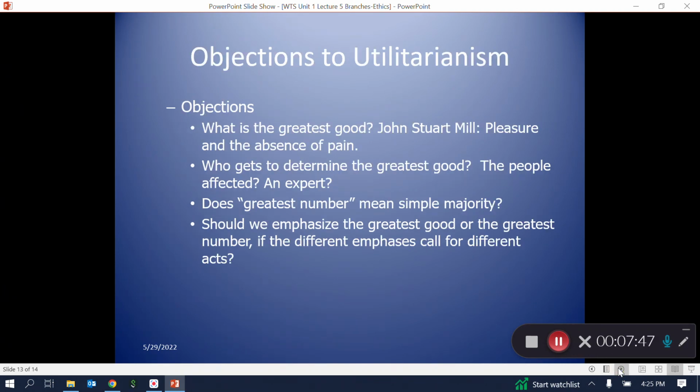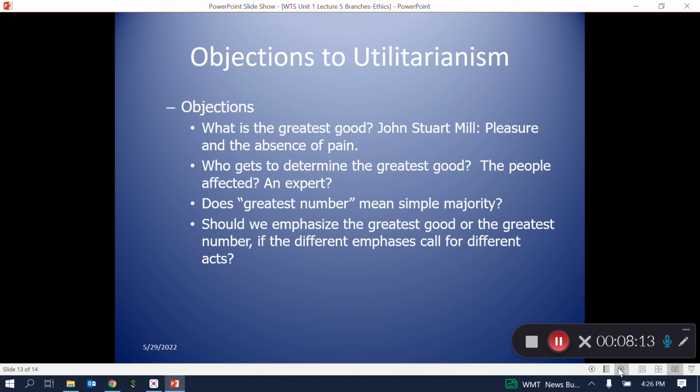There are many objections to utilitarianism. For example, what is the greatest good? John Stuart Mill, perhaps the most famous utilitarian, said that it's pleasure and the absence of pain. Well, that gets us back to hedonism, which we've already challenged. And who gets to determine the greatest good? The people affected? An expert who knows better? Democracy says the people should decide for themselves. But what if the people don't know enough to make a wise decision?